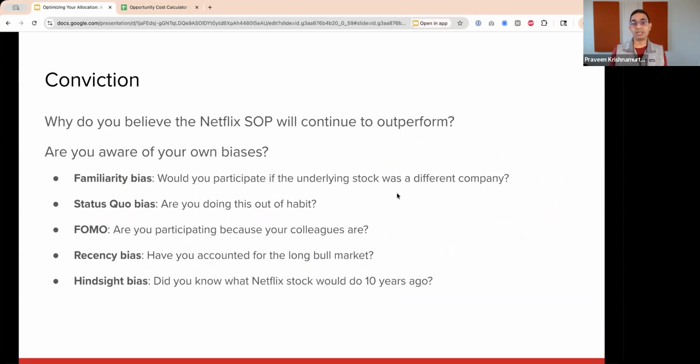Before making any decision, it's worth acknowledging the role of human behavior. We all are susceptible to these biases. It's very human. For example, familiarity bias. I work here, so I trust the stock.